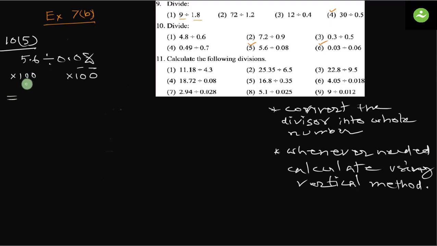The decimal point moves 2 digits right, so it becomes 560, divided by 0.08, where the decimal point moves 2 digits right, which means 8. So if we divide 560 by 8, we don't need the vertical method. 8 into 7 is 56. So the answer should be 70. Let's do the next.